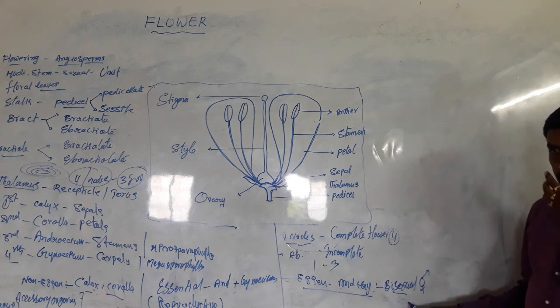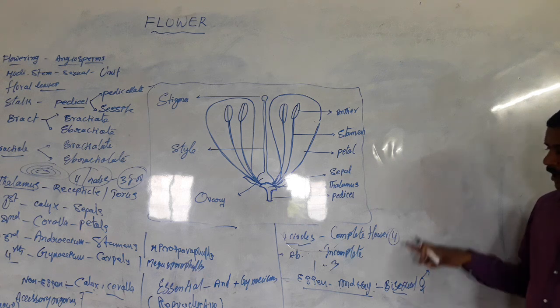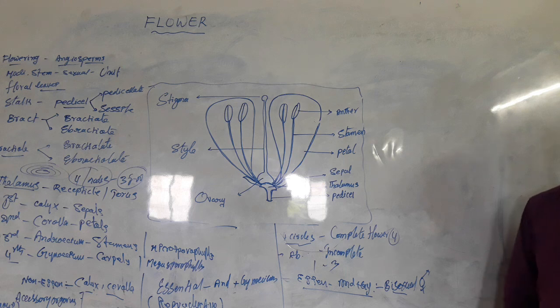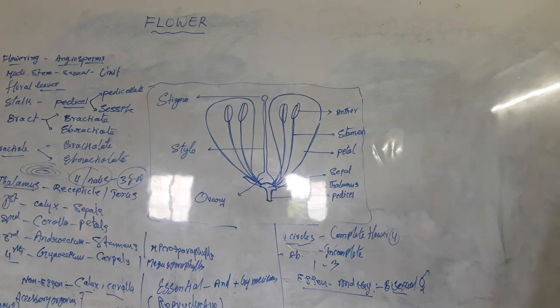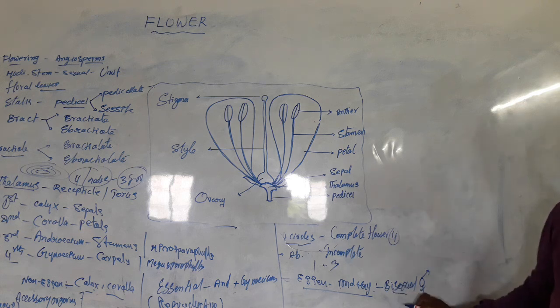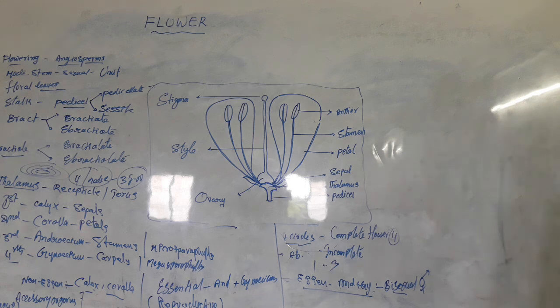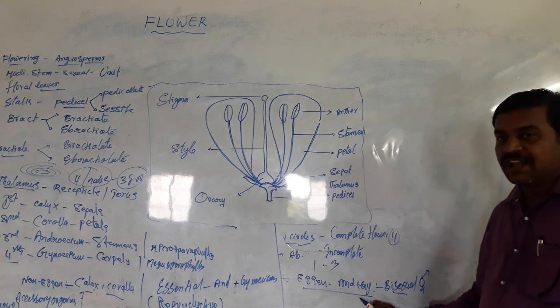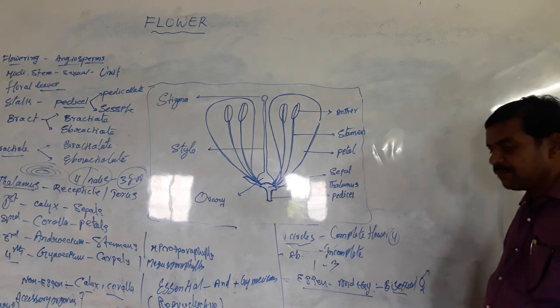Okay, now tell me another statement. All complete flowers are bisexual. Is this statement wrong or right? Complete means all four are present, so these two are there as well. A flower with four circles is complete. Absence of any one circle is called incomplete. A flower with both sex organs is called bisexual.